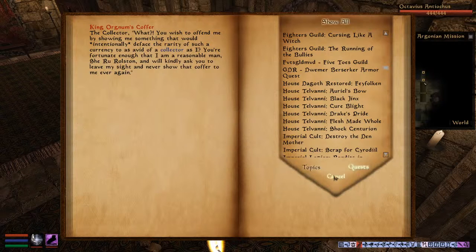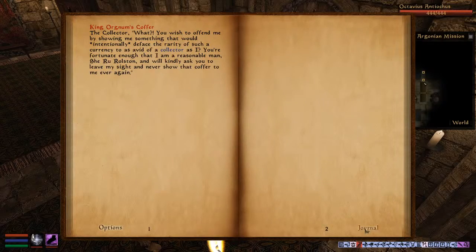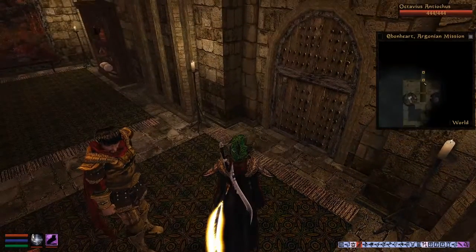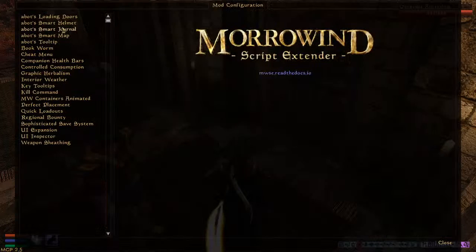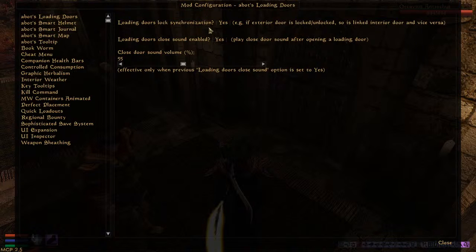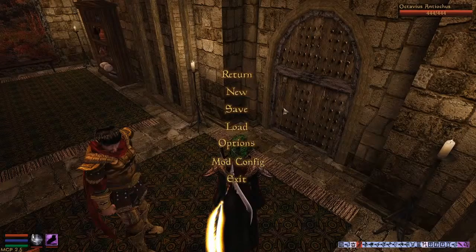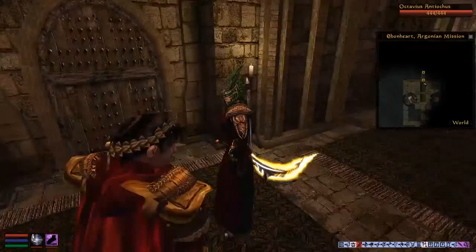And then I also fixed one thing from another mod of mine. This one. The loading doors. Now the synchronization should work correctly also if you open a door using the proper key, if the door has a linked key to open it. So also this one has been updated.